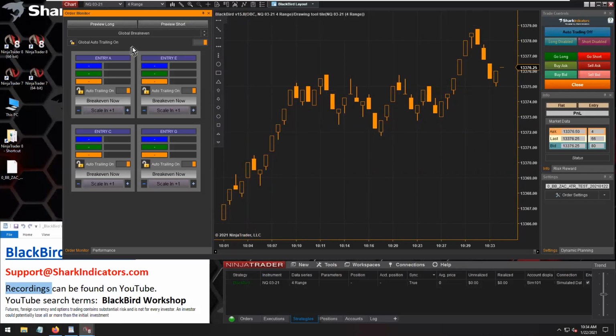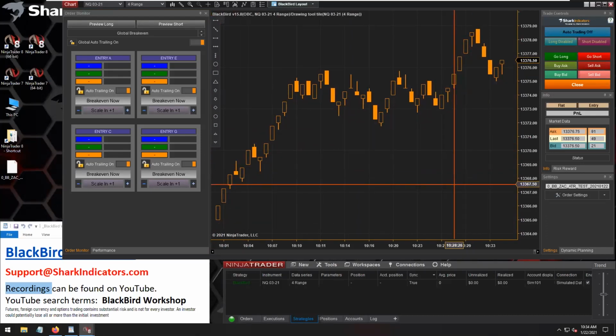So what I have done is I have opened up the order monitor panel here. We can see all 4 order sets, right? Entry A, entry C, entry E, and entry G. It allows us to see the status of each of these orders. So with that open, let's see here.